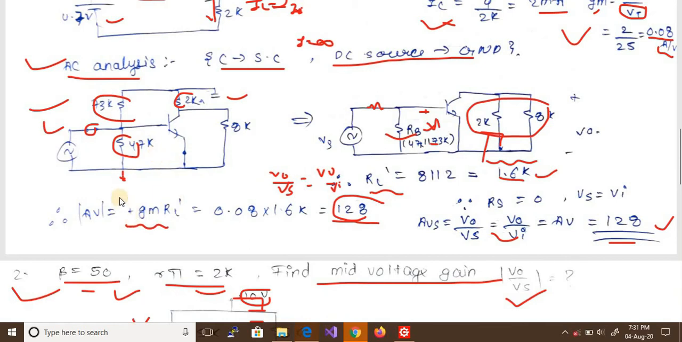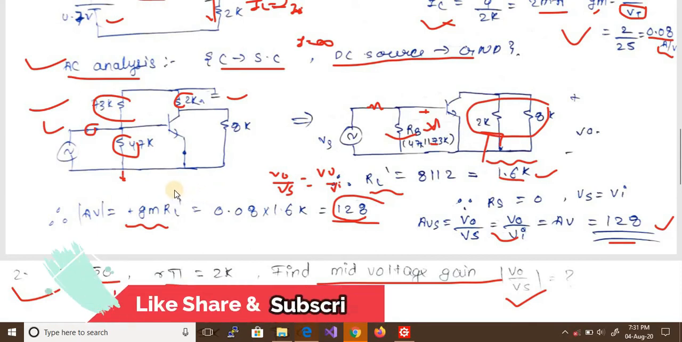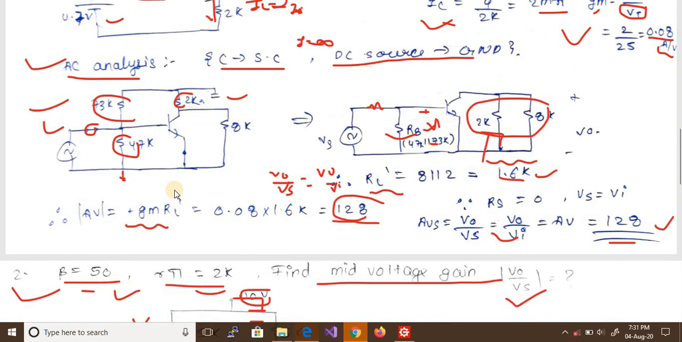When you don't have RS, your VS will simply equal VI. If you have RS, then your overall voltage gain and your internal voltage gain will be different. So take care of this, and you will be able to solve this type of question in less than 1 minute. So that's it for today.